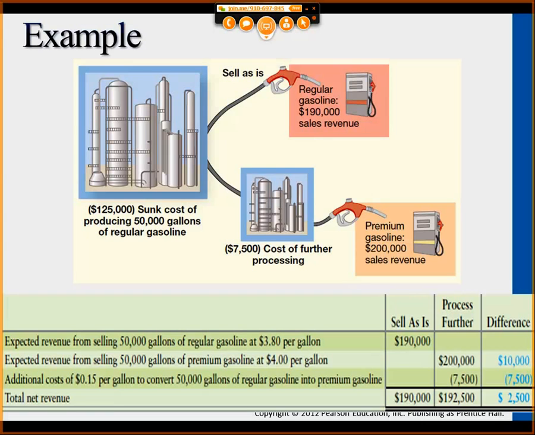So we have the cost of $7,500, as you can see here, right? $200,000, and then we have $190,000 here. Why do we not also count in this $125,000 of cost? It's relevant to both, right? So it's irrelevant to making our decision, just to note this. All right. So we'll process it further. Yeah?